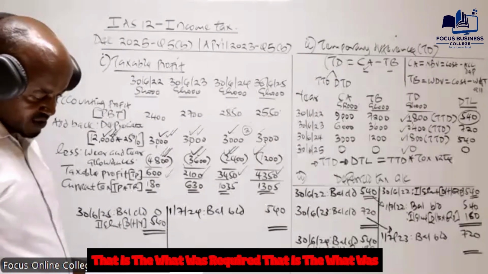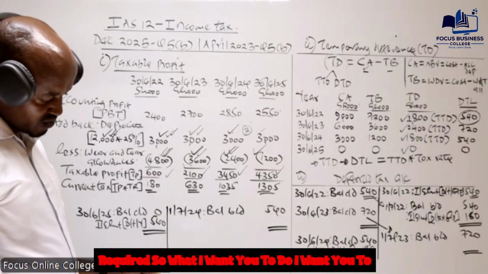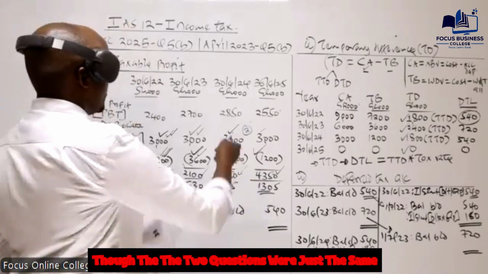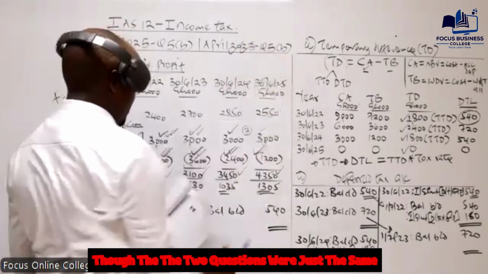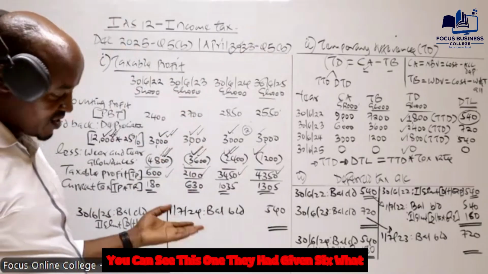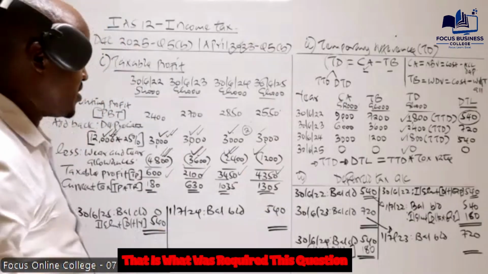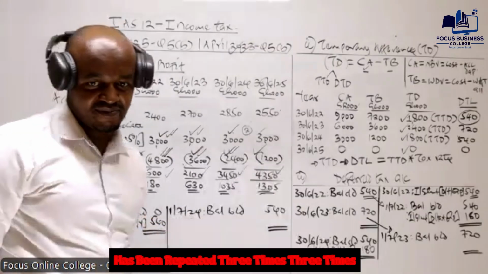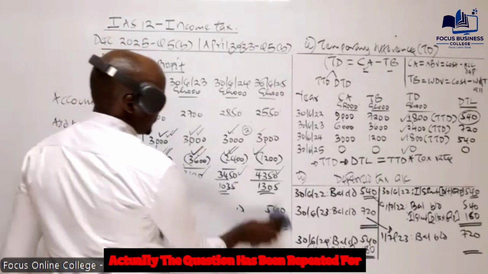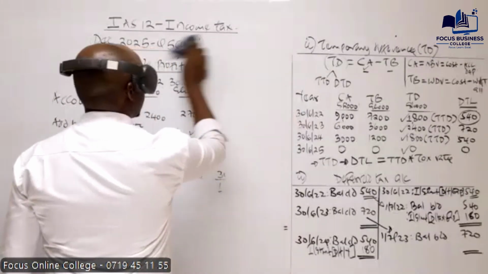So equally that is what was required as far as this particular question is concerned. What I want you to do is this question. Though the two questions were just the same, although this one they had given 8 marks and this one 6 marks, generally that is what was required. This question has been repeated 3 times. So I think we are done with that question there.